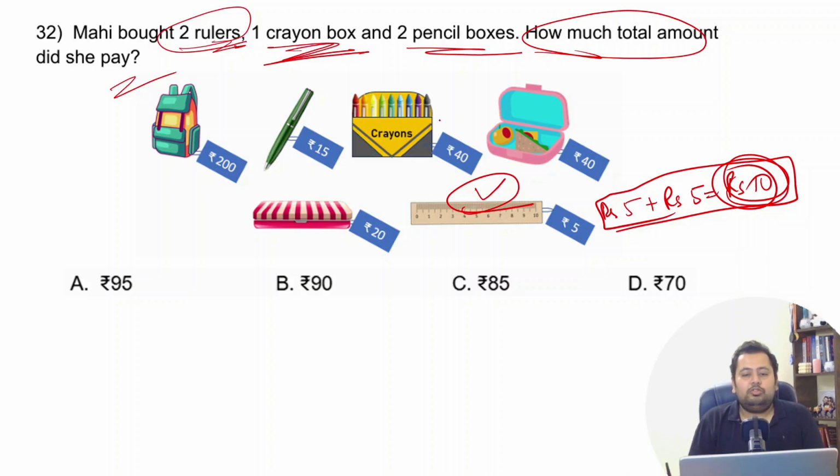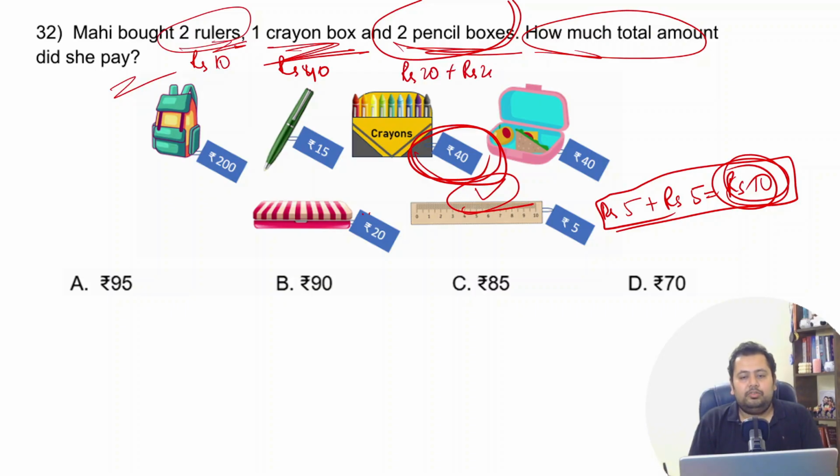One crayon box costs you how much? It is rupees 40, right? So this is rupees 10. This is rupees 40. And then you have two pencil boxes. So this is a pencil box, right? One pencil box costs rupees 20. The second costs rupees 20 as well. If you do the addition yourself, you'll find out this also is rupees 40.